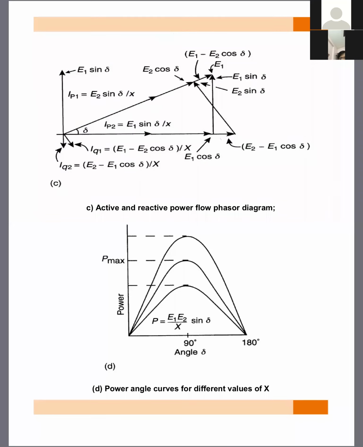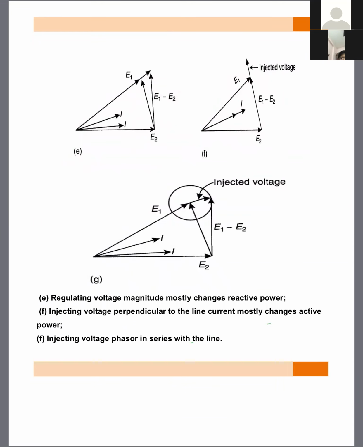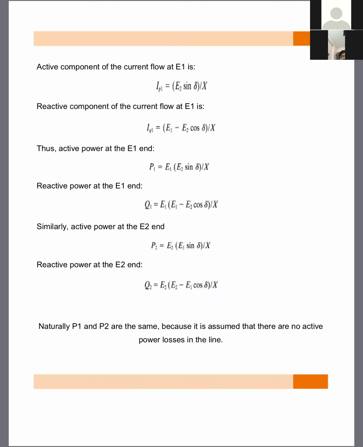Here is how we calculate power. The phase component is IP1 equal to E2 sine delta by X. Real power is calculated simply by multiplying with the voltage E1, so that is E1 E2 by X into sine delta. If you want to calculate the reactive power, simply calculate IQ2 and multiply with E1.